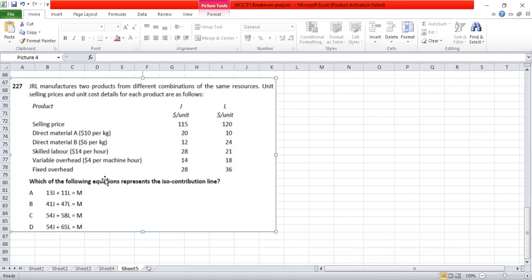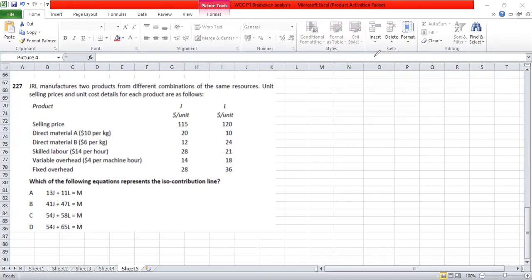So there is a contribution line which is meant. I'm sorry. There is an objective function which is mentioned by an equation. M is equal to. There are various options which are given. So the contribution part of it from J and L. See, the number of units are given as 13 and 11 multiplied into the contribution of J and L. Like that, we have to verify in all of these four equations. Which one is correct we do not know. So which of the following equations represents the ISO contribution line? So that is the point.